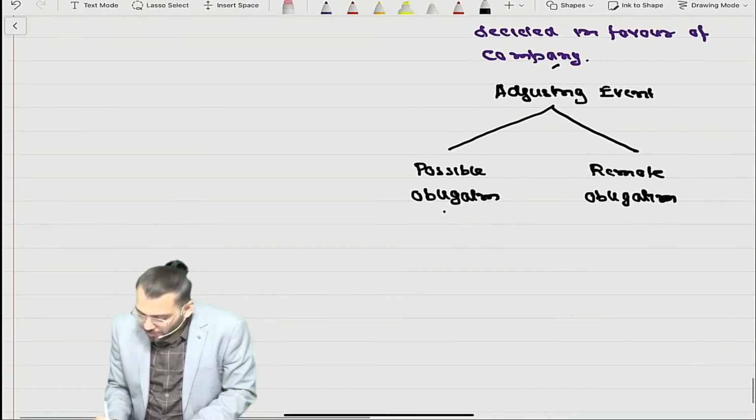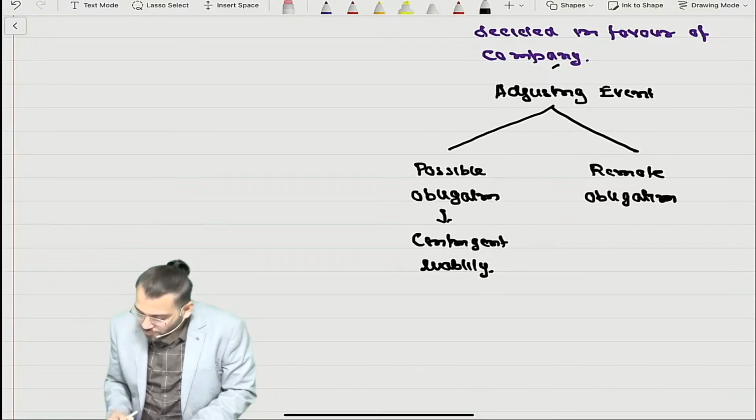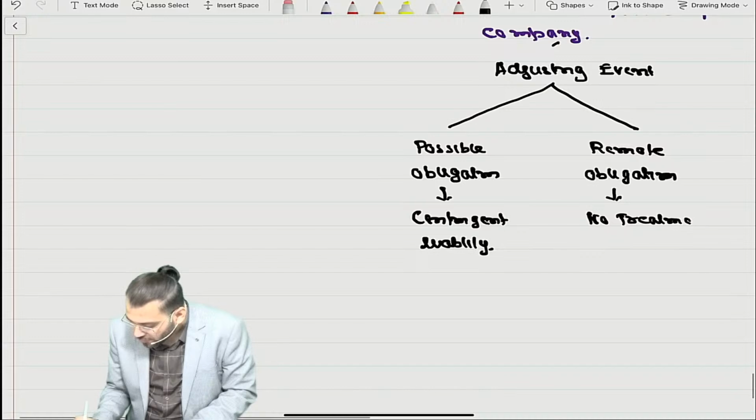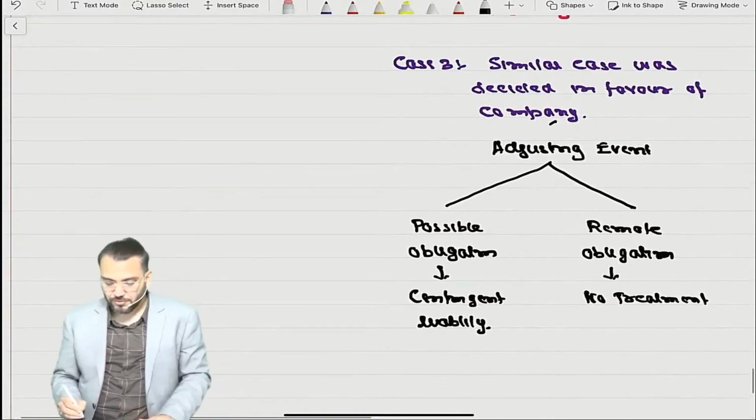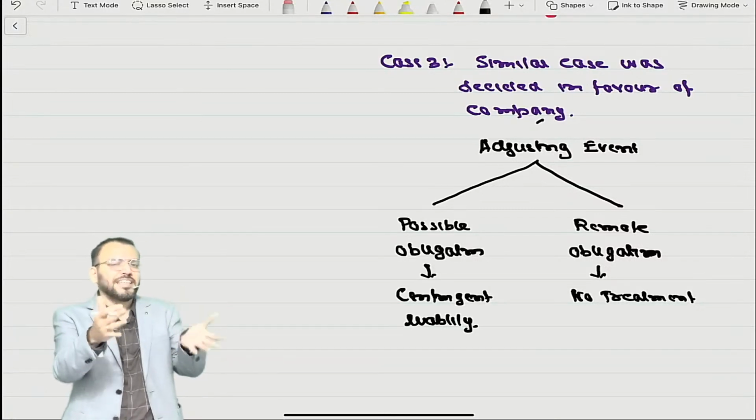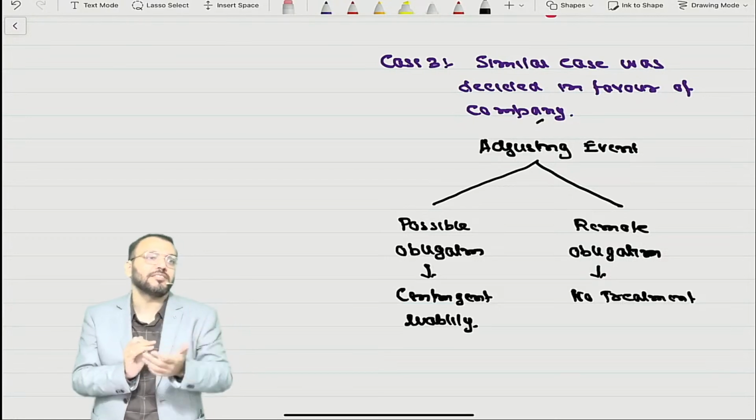If I am saying possible obligation, then it will become a contingent liability. Means you reverse what? Provision, and disclose what? And here no treatment is required. No treatment, understood? It will be based on the facts and circumstances of that particular case and based on the information given by your legal advisor.